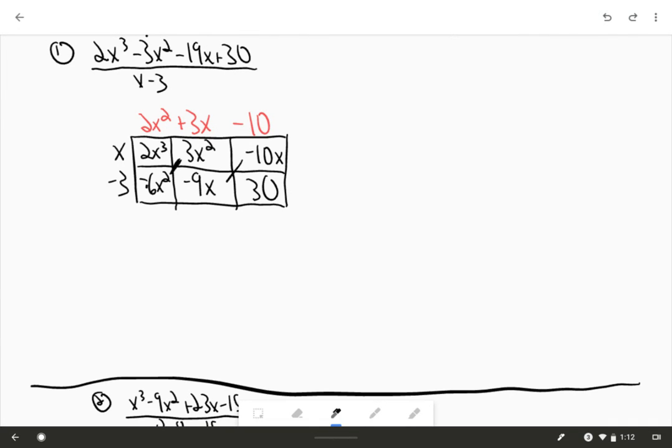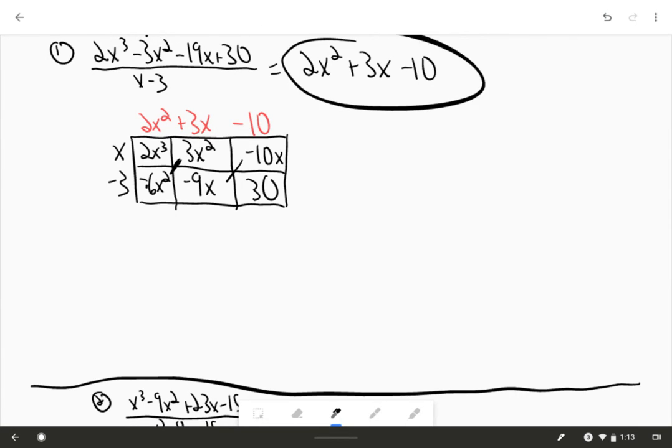So I've done all of this. What is my answer? My answer is this right here. When I divide these two polynomials, the answer is 2x squared plus 3x minus 10. That is the answer.